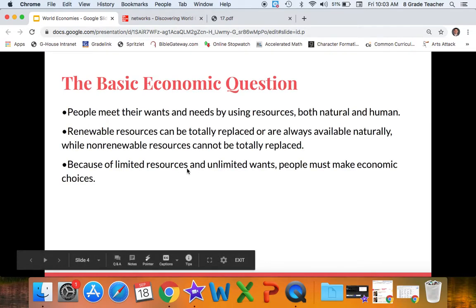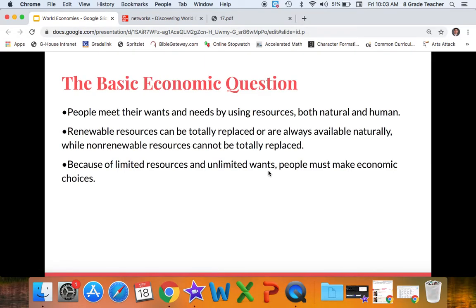This is important. A lot of times there are resources available and sometimes there aren't, and as humans we kind of fall into this greed and have these unlimited wants. But we can't just buy everything that we want. We can't just make all these economic choices without some type of thought process going into what's the best way for me to spend my money, what's the best way to make economic choices.